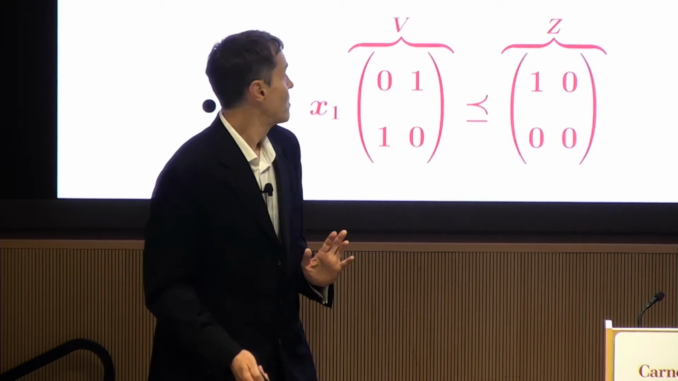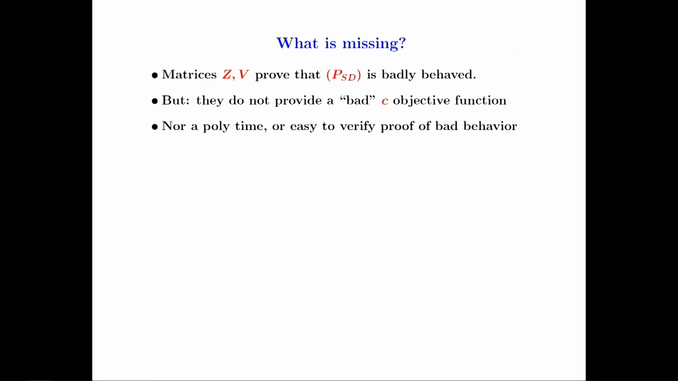Okay, so what is missing from this theorem? What is missing is that if I show you the Z and the V, that proves that the system is pathological, it's badly behaved. However, they don't give me a bad C objective function. They prove that there exists a bad C objective function, but they don't give me one, which is not entirely satisfactory. And otherwise, it doesn't give me a polynomial time or easy to verify certificate of the bad behavior.